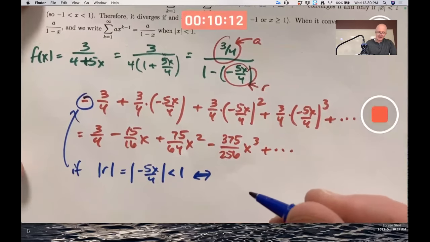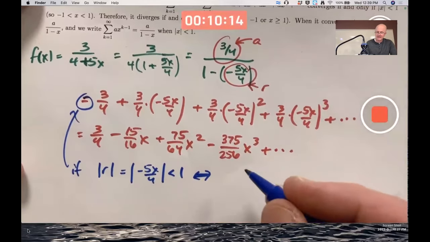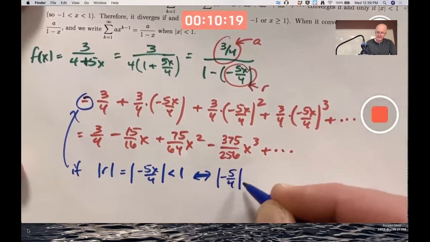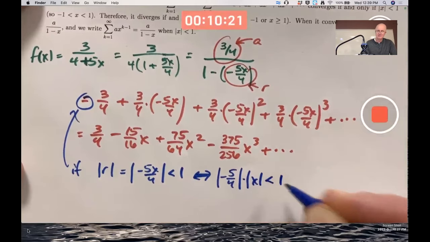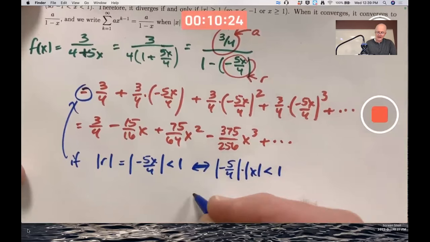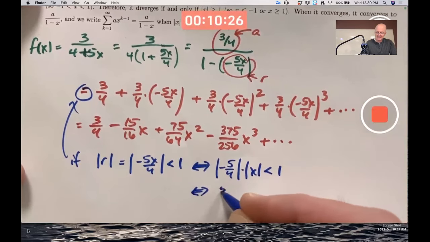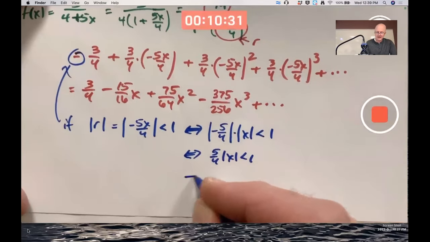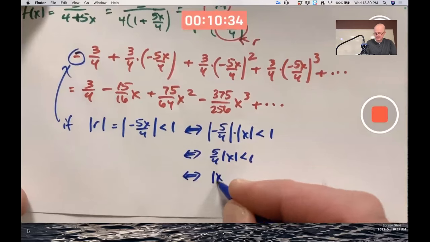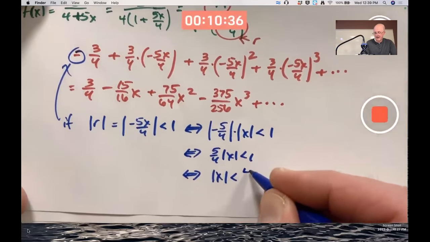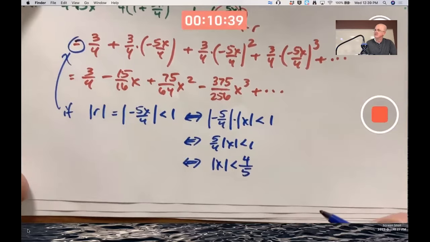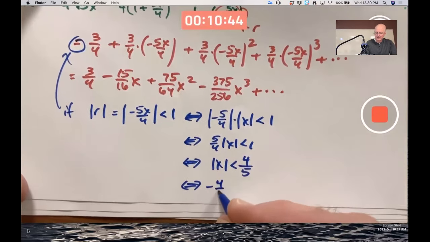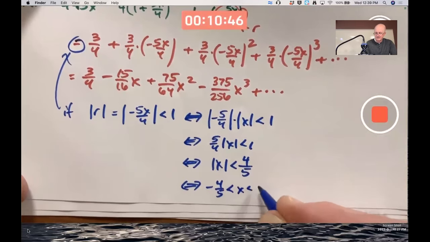It's a property of absolute values that the absolute value of a product, negative 5 fourths times x, say, is the absolute value of the first number times the absolute value of the second number. Of course, the absolute value of negative 5 fourths is positive 5 fourths. Then I can multiply both sides by 4/5 to say this converges when the absolute value of x is less than 4/5. Meaning x itself is between negative 4/5 and positive 4/5.